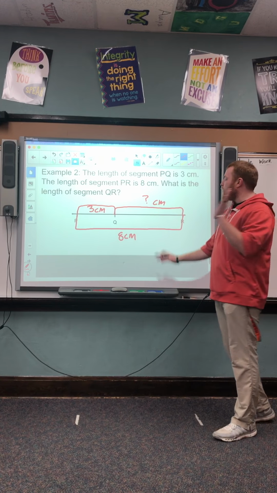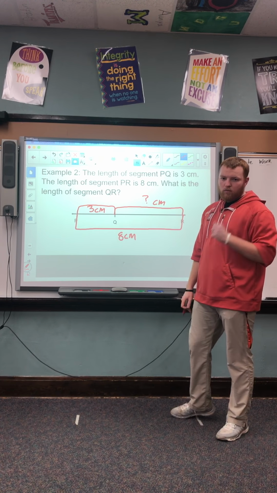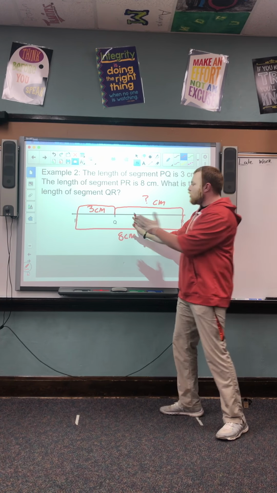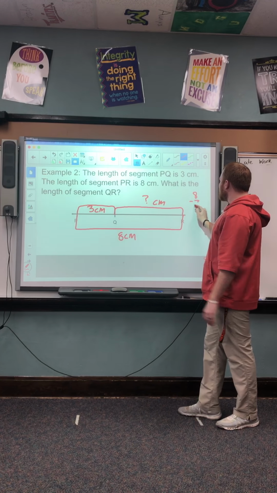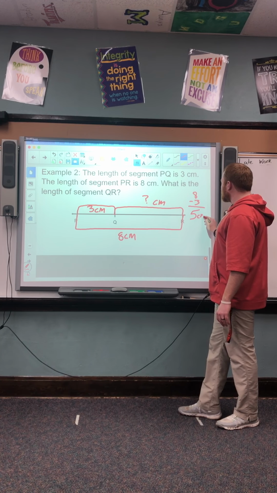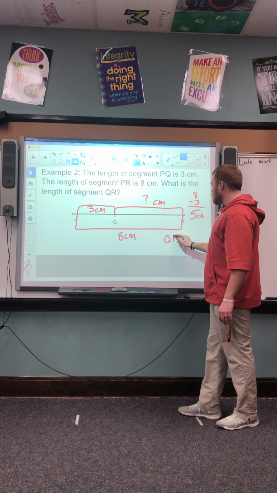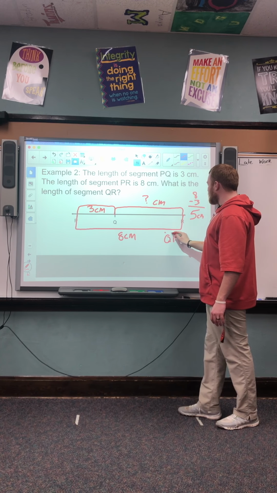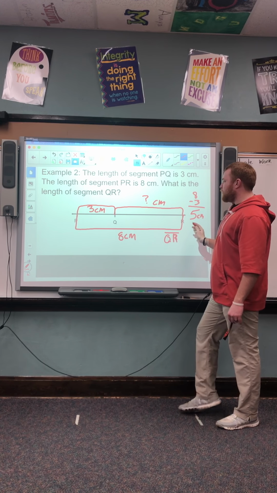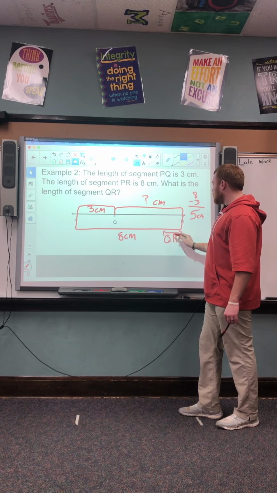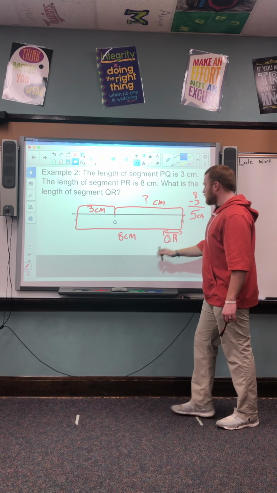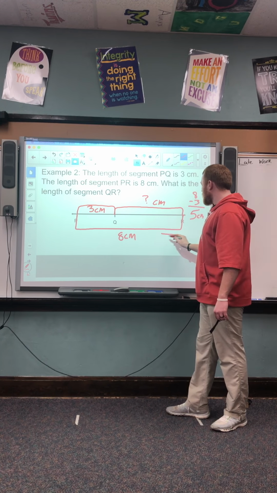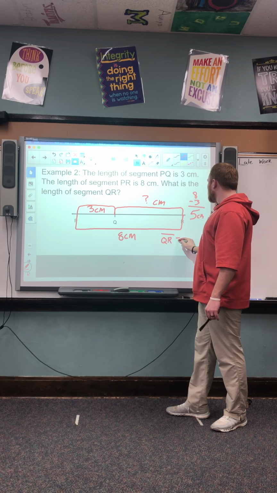How can we figure out how far QR is? We can subtract, correct. So we could go 8. Since the total amount was 8 and one segment was 3, it would be 5 centimeters. So segment QR would equal 5 centimeters.